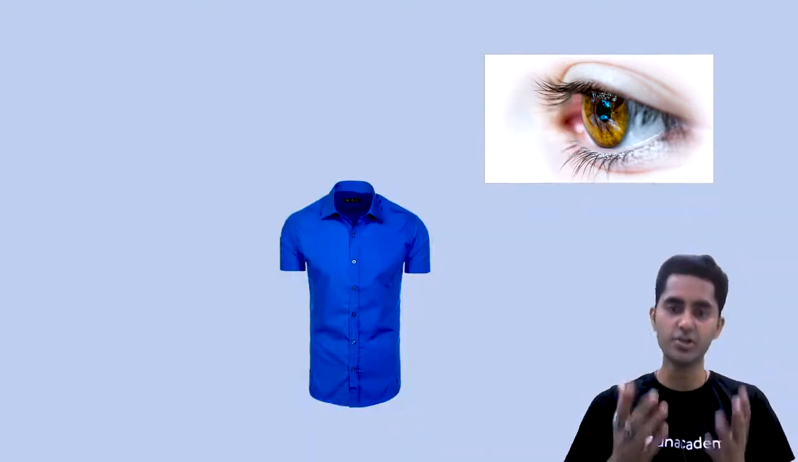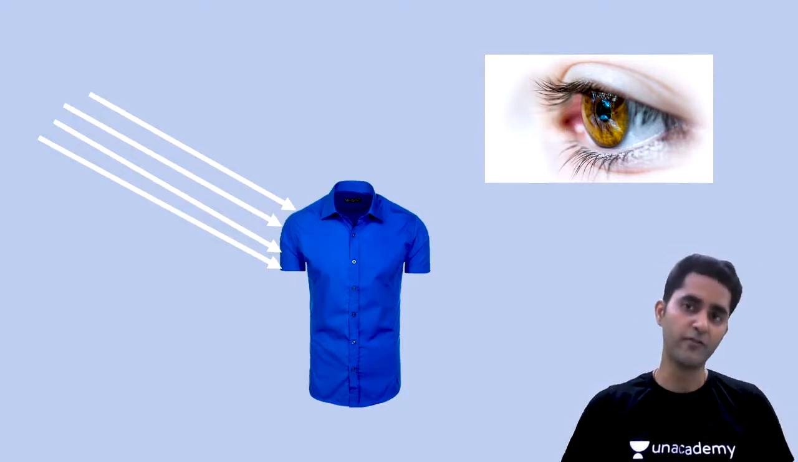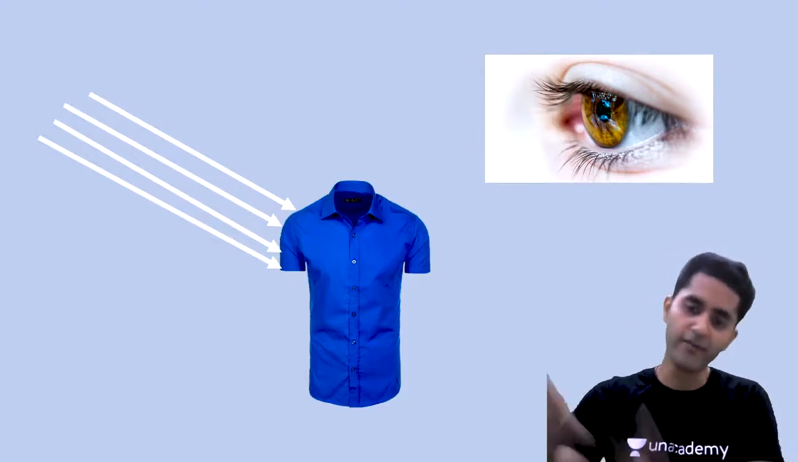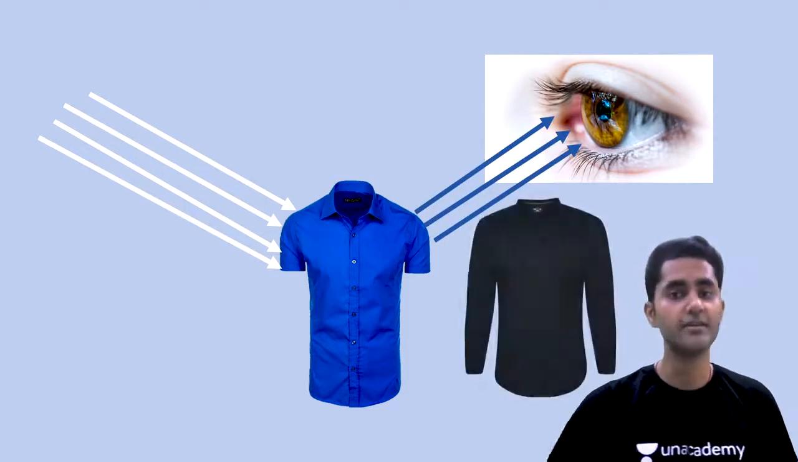Similarly, when you have a shirt, white light falls on it, it absorbs all the colors of light except blue. Blue is reflected by it and then you see it to be blue. Actually, it is black only. Whatever things that you see around, everything is black, right? It just reflects different colors of light.